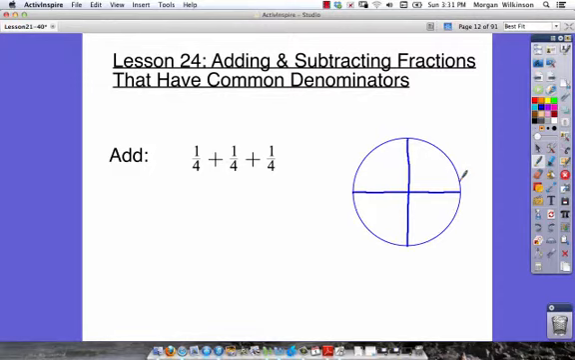Lesson 24 is about adding and subtracting fractions that have common denominators. Now, what it means when they have common denominators is that the denominator of the fraction is always the same throughout all of our different terms.